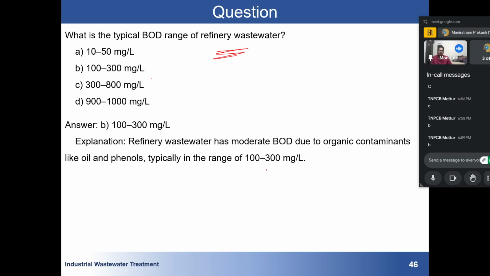The refinery wastewater has moderate organic contaminants like phenol, typically in the range of 100 to 300 milligram per liter. This is again a very general question.